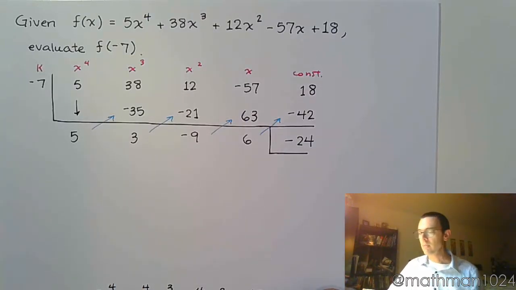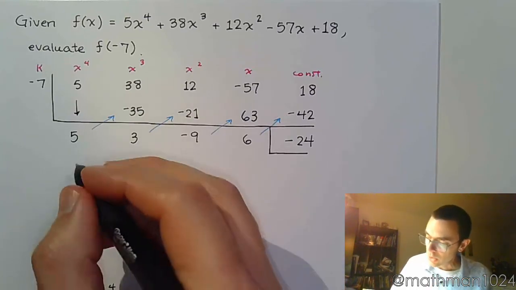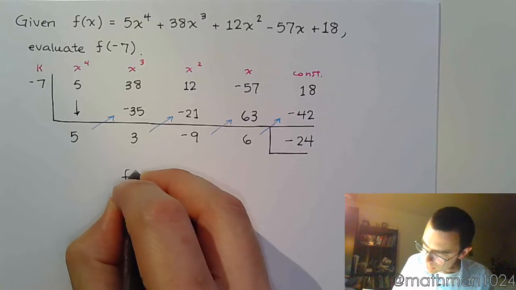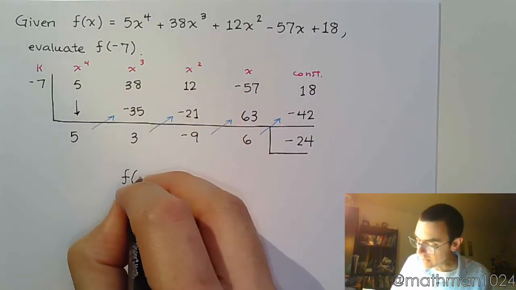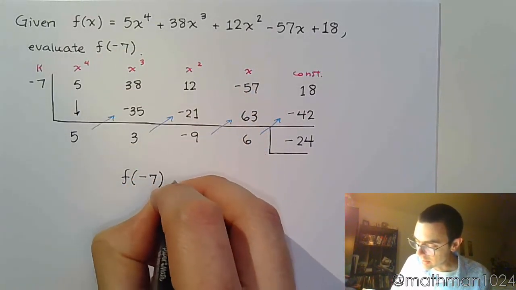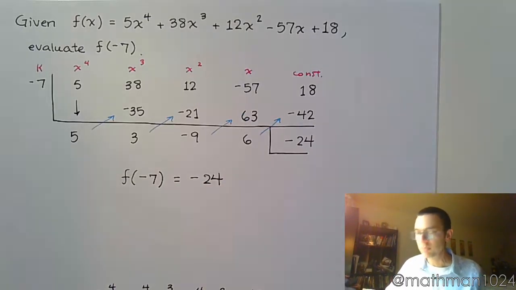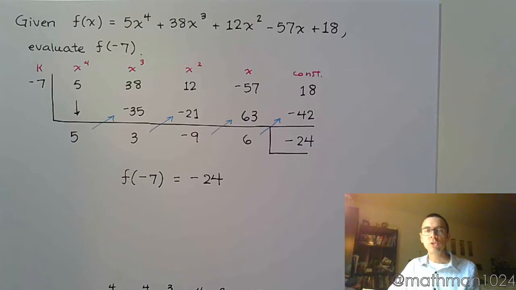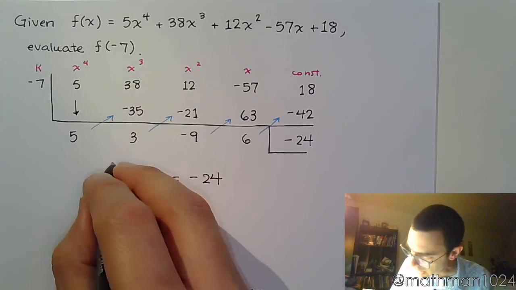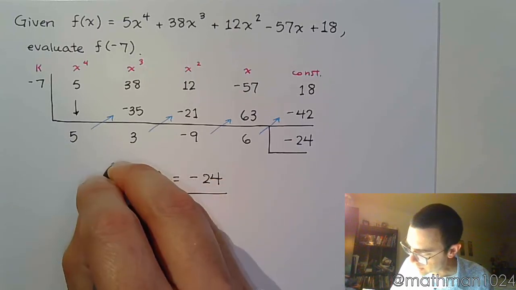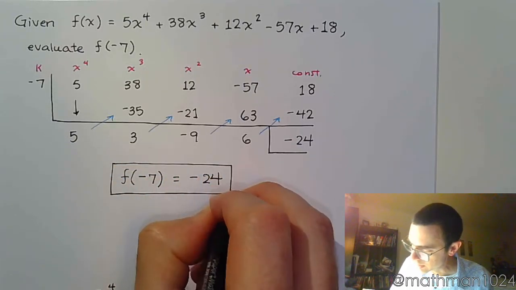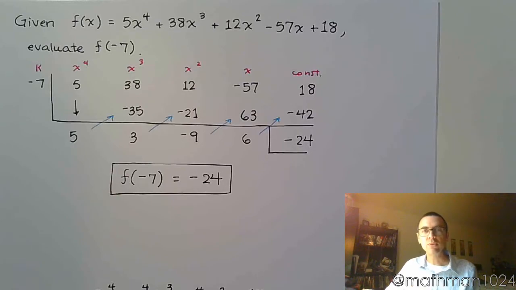-24. So this is our synthetic division, but we have to make sure that we interpret the synthetic division the right way. So we interpret this and we answer the question and we say f of -7 is equal to -24. So we didn't actually have to plug -7 into everything. We could use synthetic division and just pick off the remainder. And that's all we have to do for that.